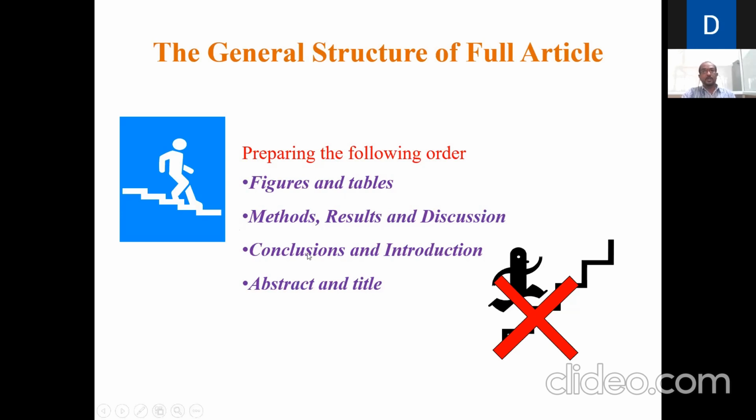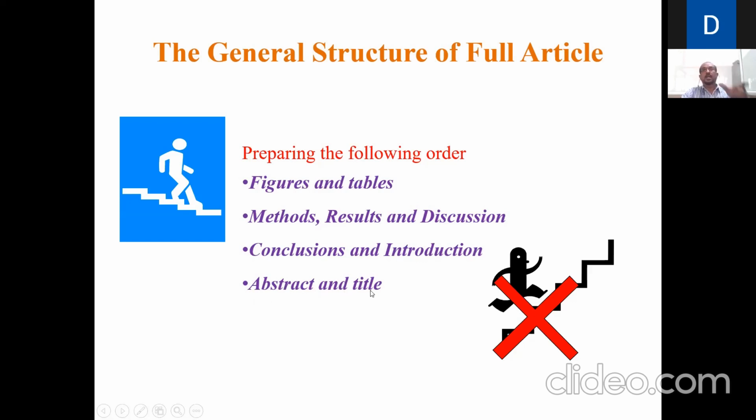Finally, you go for the third one: the conclusion and introduction. Conclusion is the final part of your journal paper, so what you are concluding from this result and discussion. Third part, you write the conclusion, and then you go for the introduction, right? Finally, you write the abstract and title.